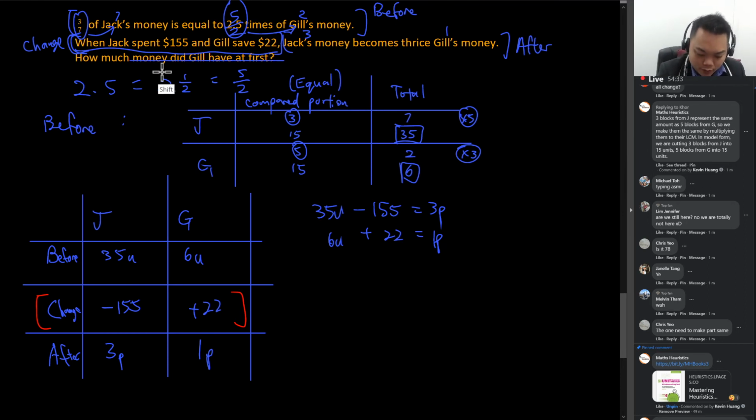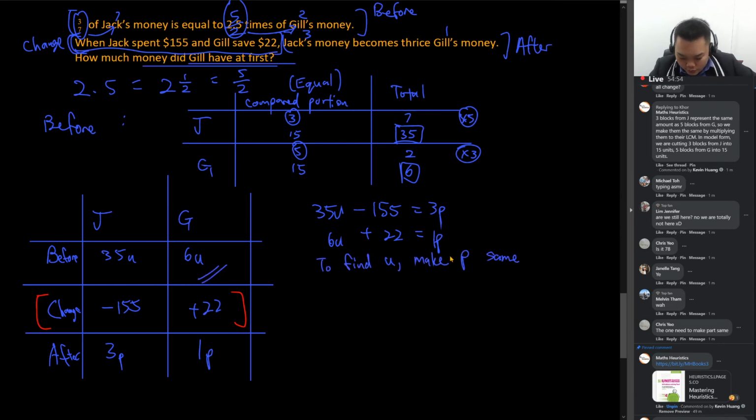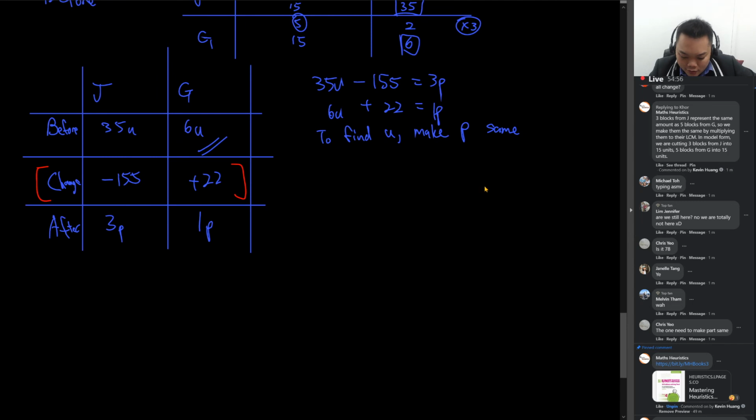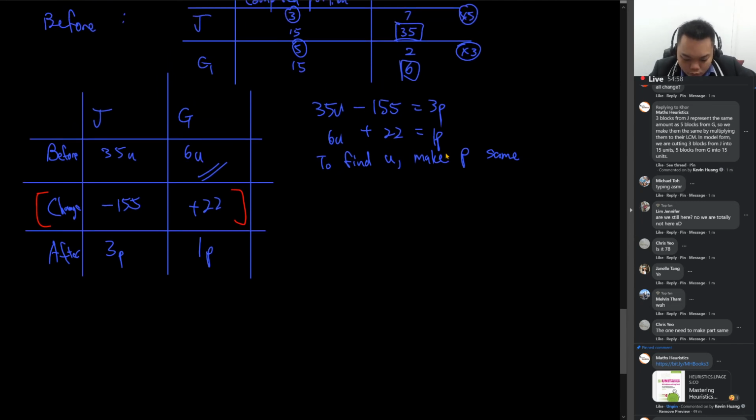Okay, so in order for you to find out how much money Gil has at first, which is 6 units in this case, remember the shortcut. To find U, you need to make P the same. Okay, the main idea here is that when you want to find units, you need to make parts the same because you want to get rid of the parts.